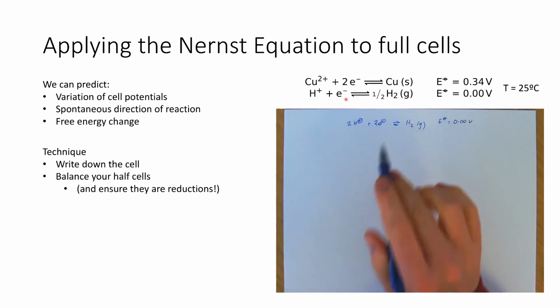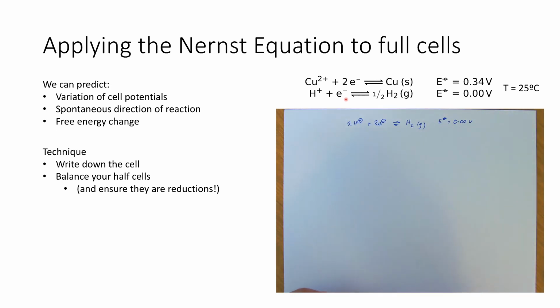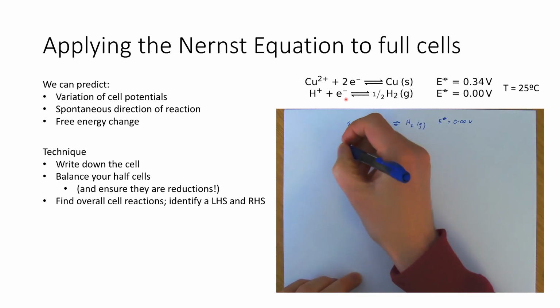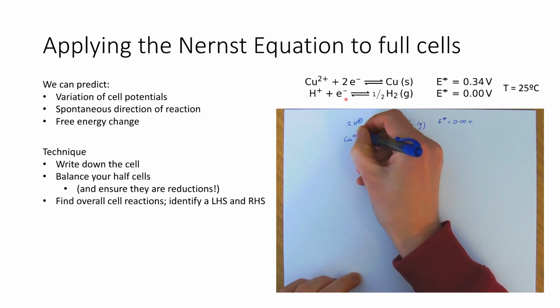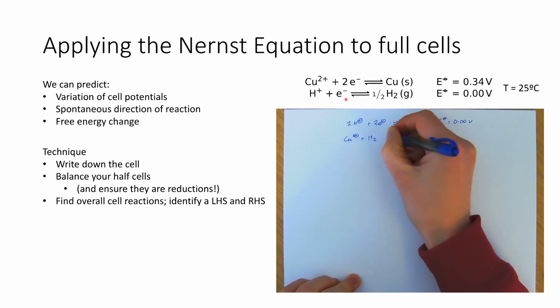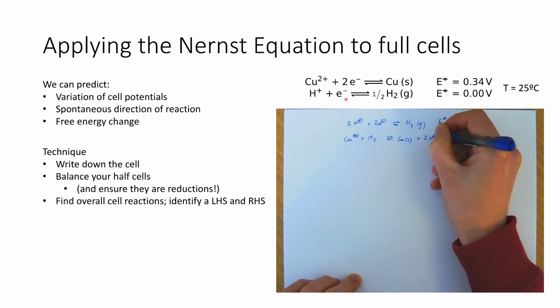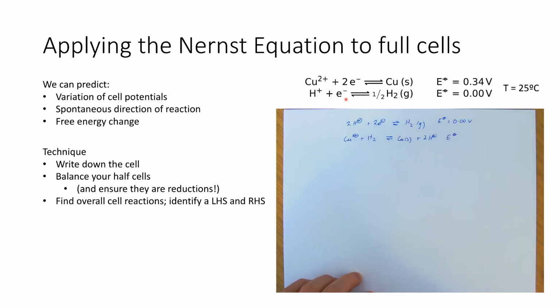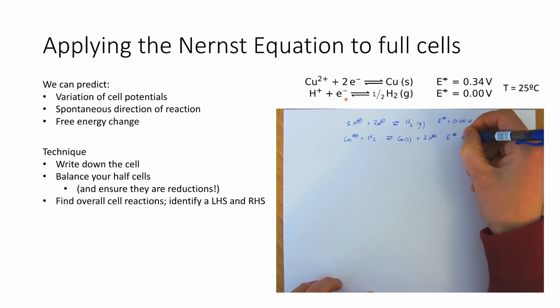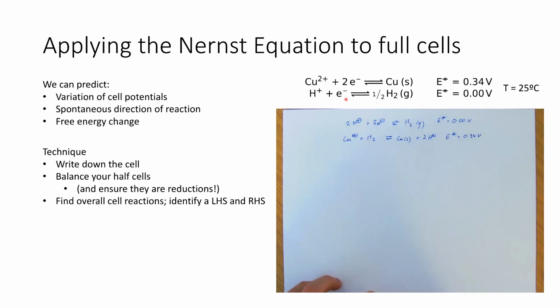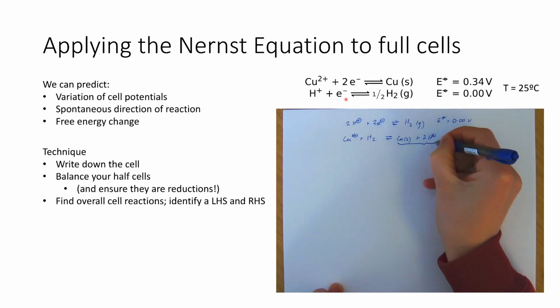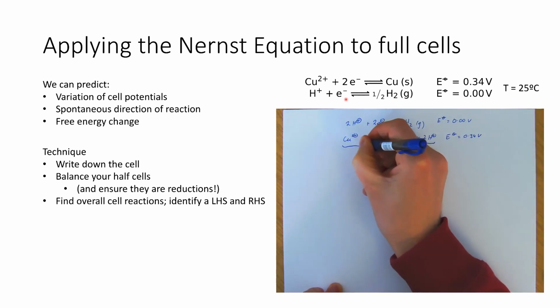We now subtract this from the copper equation, and what we end up with is the overall cell reaction, which allows us to identify our left hand and right hand side. So our overall cell equation is Cu2+ + H2 goes to Cu solid + 2H+, and our standard cell potential is simply the difference between the two, which in this case is 0.34 minus 0.0, which is 0.34 volts. Okay, so that gives us our overall cell reaction, where we have our right hand side and our left hand side.